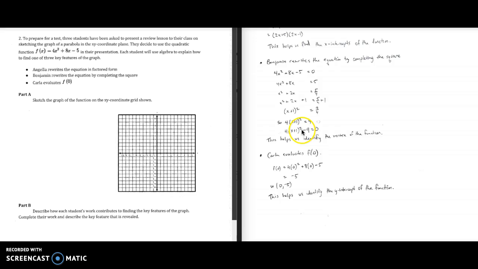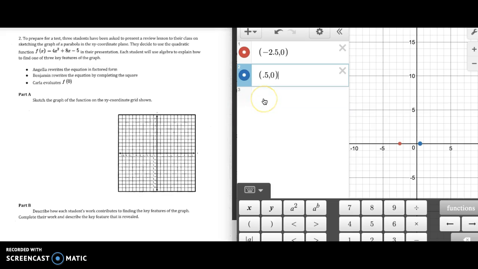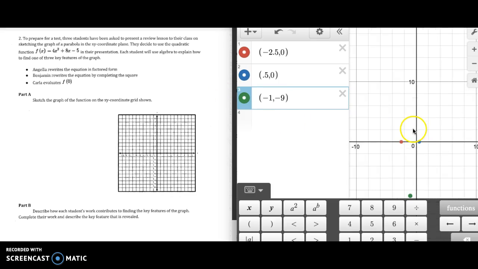Bring the 9 back to the left. So now I have this in vertex form. So that helps me find the vertex. The vertex is going to be negative 1, negative 9. So I'm going to come over here, do another point of negative 1, comma negative 9. Zoom out a little bit just so you can see that point. It's down here in green.